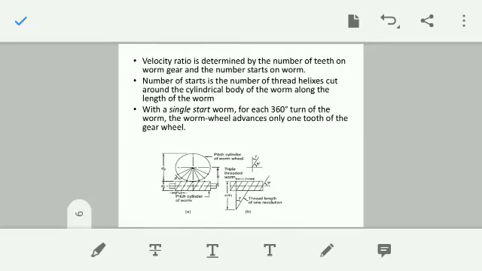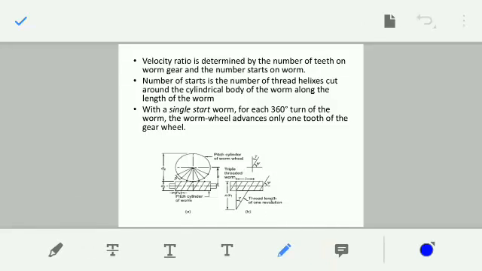The velocity ratio in a worm gear drive is determined by the number of teeth on the worm gear and the number of starts on the worm. The number of starts is the number of thread helixes cut around the cylindrical body of the worm along the length of the worm. Here you can see this is a worm, and this is the shaft where the threads are cut. This may be acme thread or trapezoidal threads.